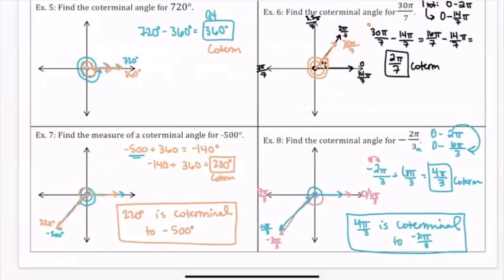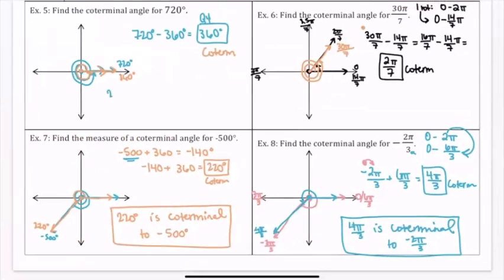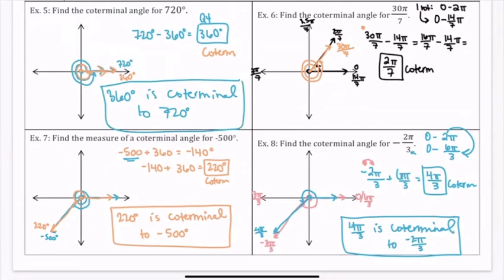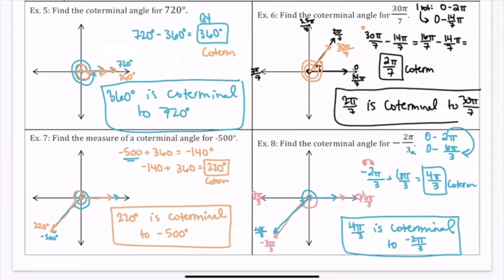And then for the other two, let's just add that sentence on. We're going to say 360 is coterminal to 720. There we go. And then this last one here, we had 2 pi sevenths is coterminal to 30 pi sevenths. And there we go. Perfect.